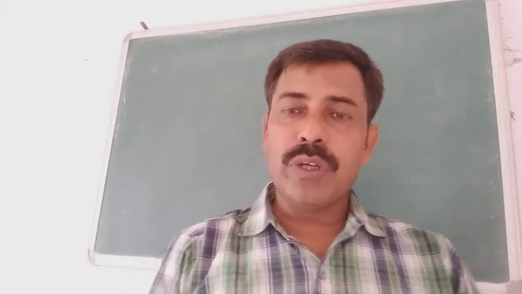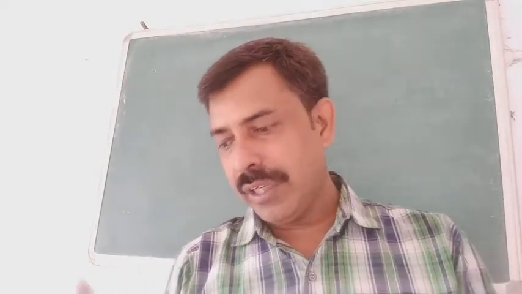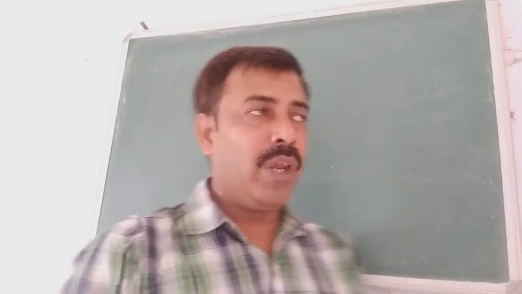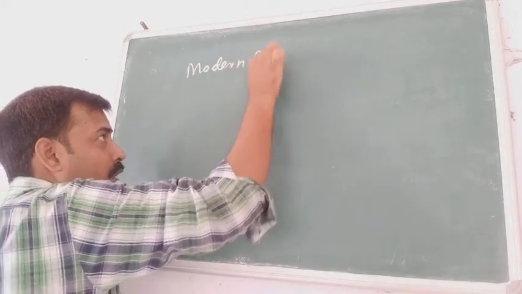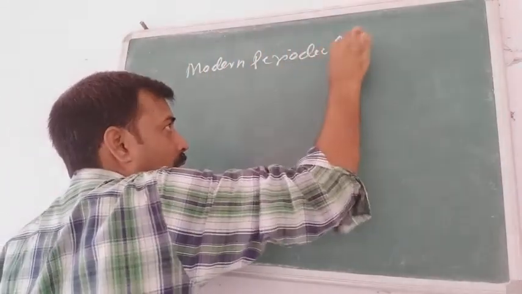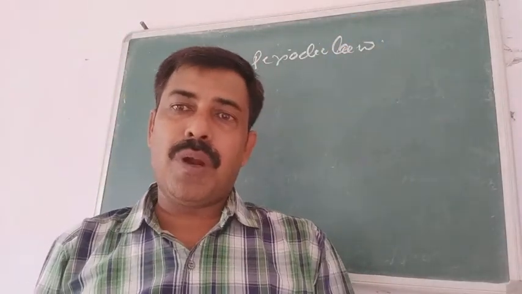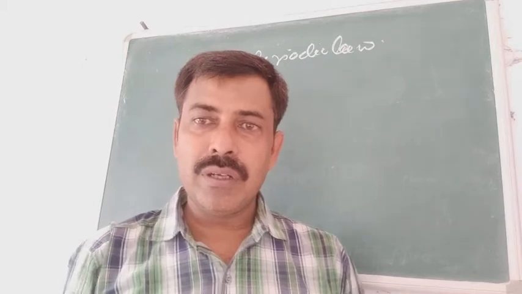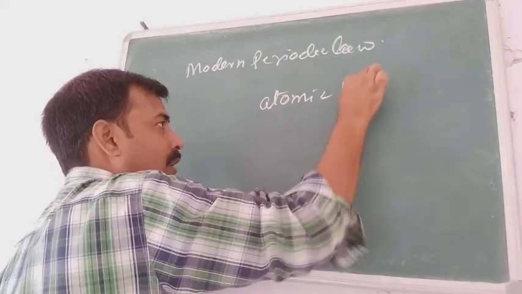So today we are going to discuss the modern periodic table: what it is and how it was generated. Before the generation of the modern periodic table, the periodic law came to light. And what is the modern periodic law? The modern periodic law says that all the chemical and physical properties of any element are a periodic function of their atomic number. What was it last time? This time it is atomic number.